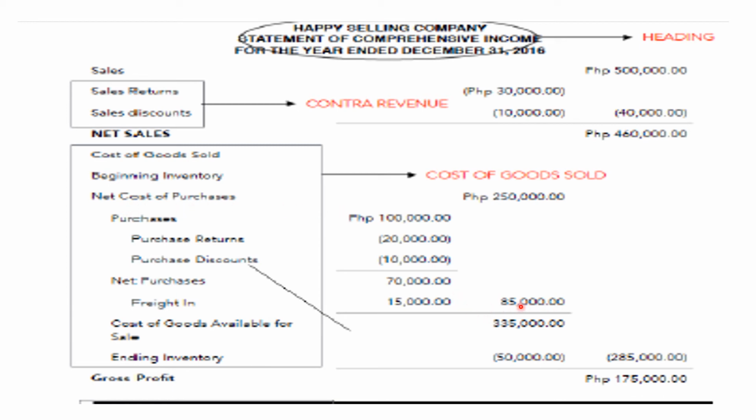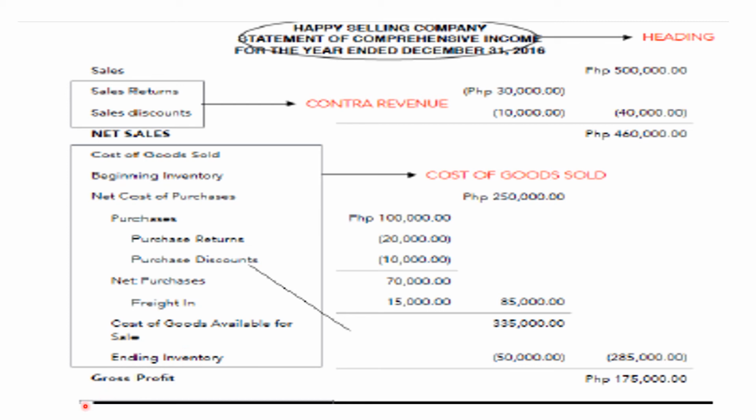So that net cost of purchases is amounting to 85,000. And we have to add it with the beginning inventory. So 250,000 plus 85,000, it will generate 335,000. So that is the cost of goods available for sale. And we have another item here, the ending inventory. The ending inventory is the amount of inventory presented in the statement of financial position. So that is the total cost of inventory unsold at the end of the accounting cycle.